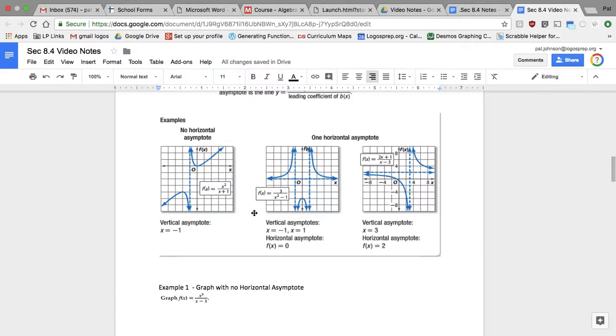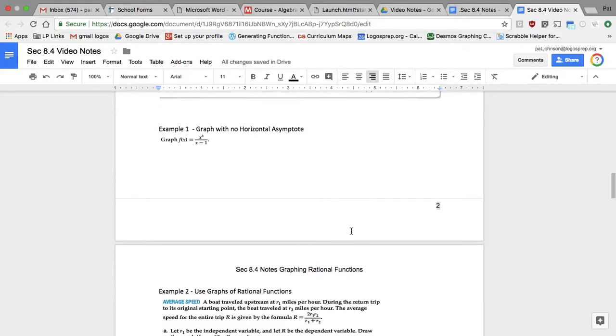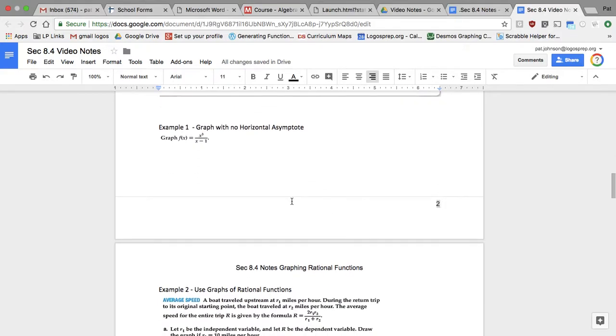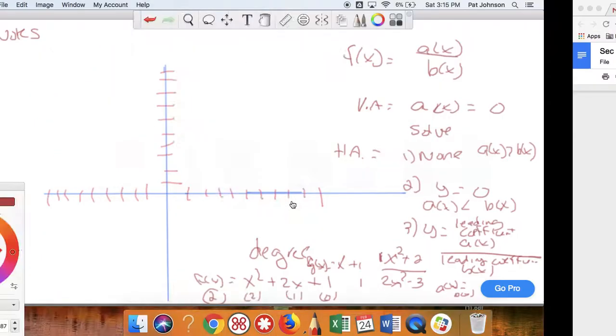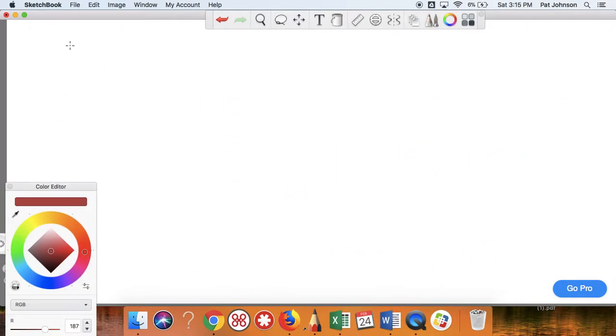And here, this shows you there's no horizontal asymptote. This has 1 horizontal asymptote, so it's going to have at most 1 horizontal asymptote, never more than 1. And this one has 2 vertical asymptotes and 1 horizontal. This has 1 vertical and 1 horizontal. Okay, so this is a graph with no horizontal asymptote, and it's x cubed.